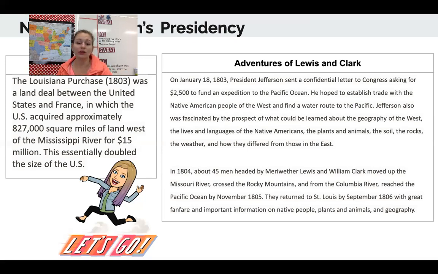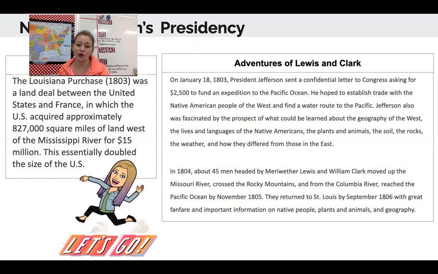He was really, really fascinated about the prospect that he could learn about the geography of the West. He could learn more about the lives of Native Americans, learn more about the plants and animals, the soils, the rocks, everything is here for you, the weather. So he really wanted to learn as much as he possibly could. So it ends up getting funded.